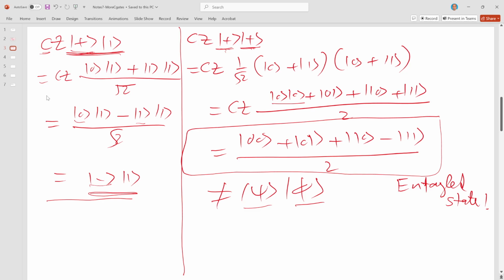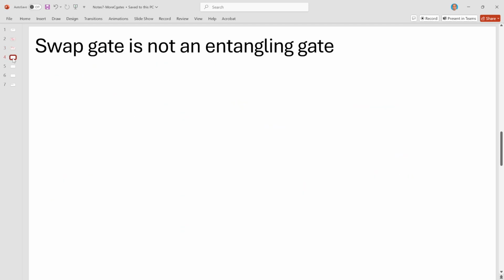All right, so let's now discuss another two qubit gate, which is a simple gate. And even though it's a two qubit gate, it's not really an entangling gate. So it's called a swap gate with a symbol like this, and usually we write it as SWAP.